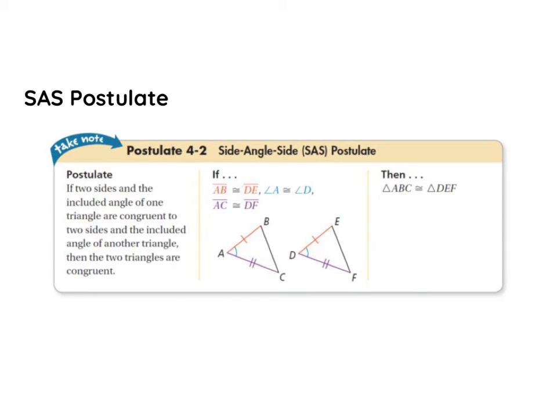The second one we're going to look at is side angle side, or SAS. Again, another shortcut.